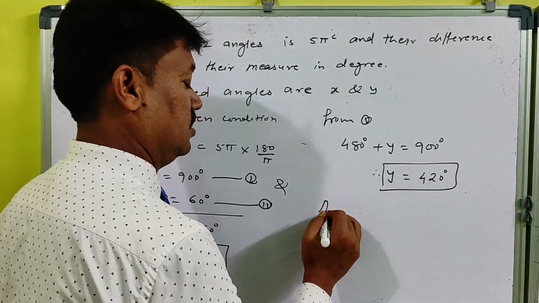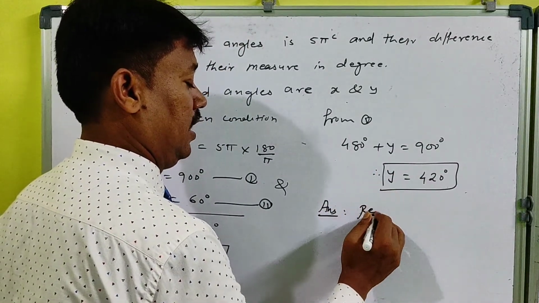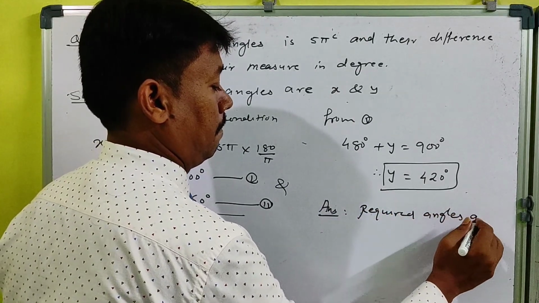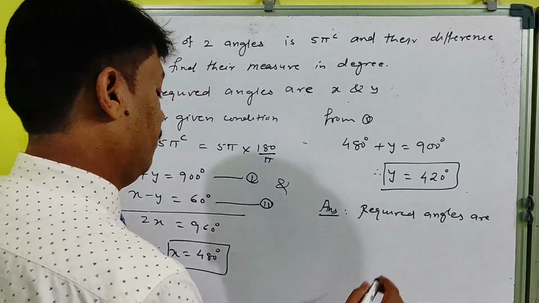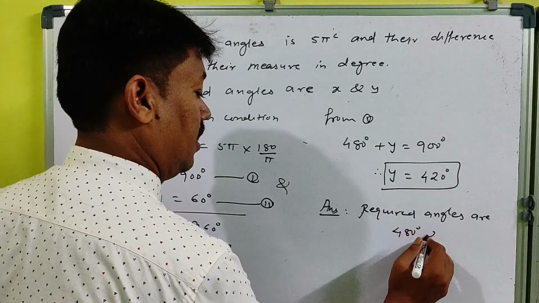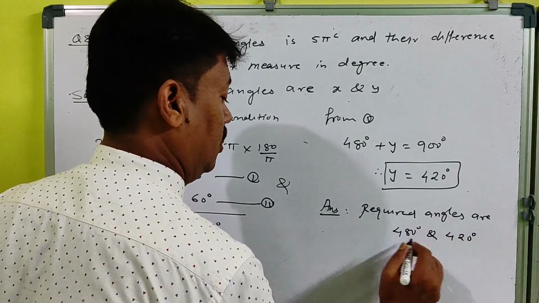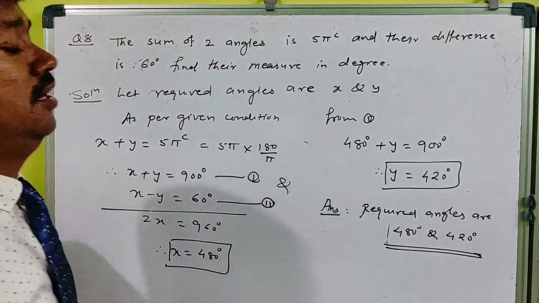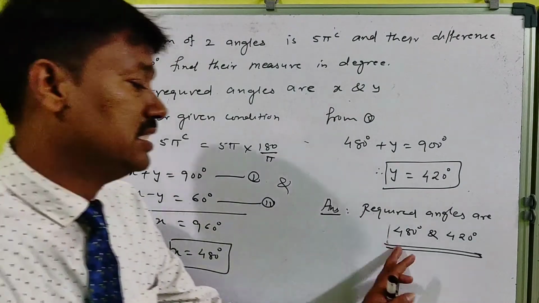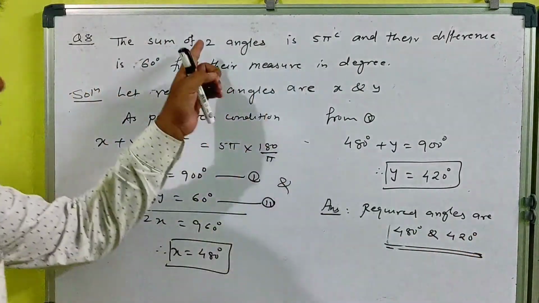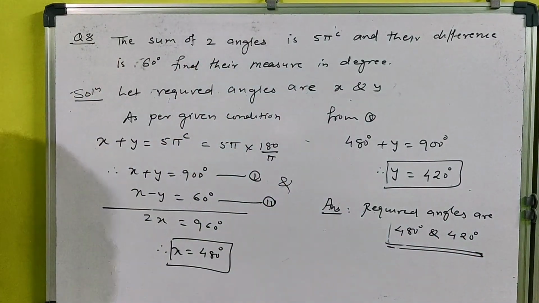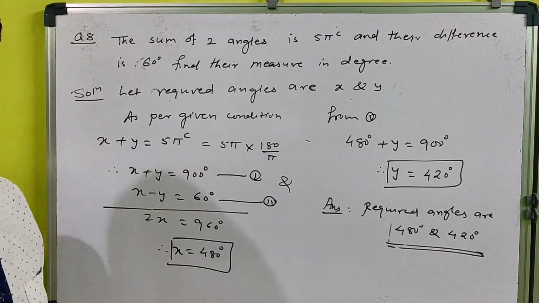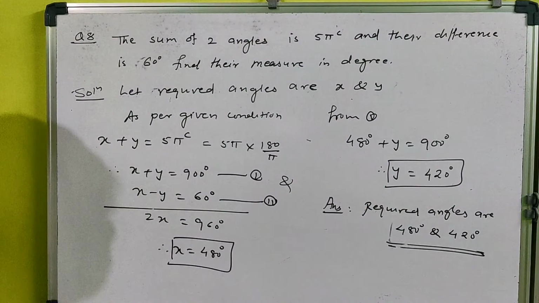So your final answer is required angles are 480 degree and 420 degree. Like this. That's the required angles. 480 degree and 420 degree. The sum is 900 and the difference is 60 degree. So matching them. Like this we can verify or we can confirm this. Understood? Now see this.